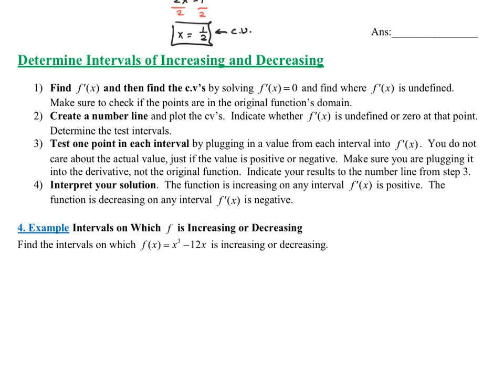So the first thing you need to do is find the derivative of the function and then find its critical values by setting it equal to 0 or undefined. After we've done that, we're going to create a number line and plot these values that we just found. We're going to determine the intervals which we need to test. We're going to test 1 point in each of these intervals, and then from there we can see when is the derivative positive, when is the derivative negative, which tells us when is our function increasing and when is our function decreasing. So let's work through this first example together.